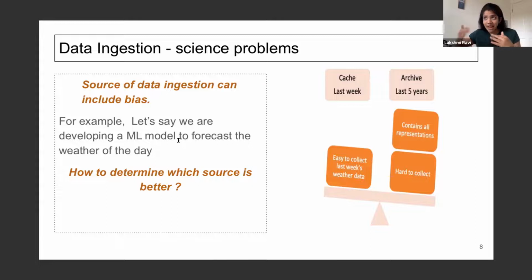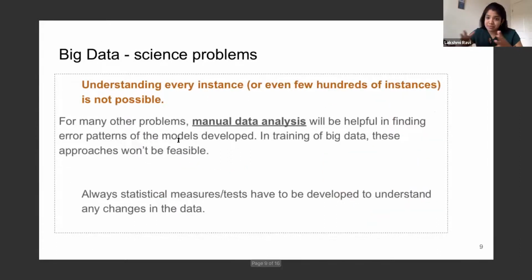So similarly, for any problem related to behavioral data, whenever it is data ingestion, you have to choose your sources. You have to make sure that the source represents the right data representation of what you're trying to model your problem with. The next problem is big data.